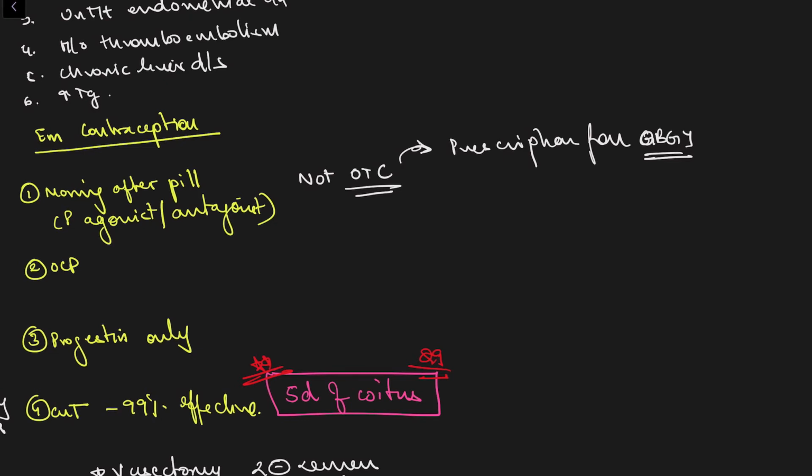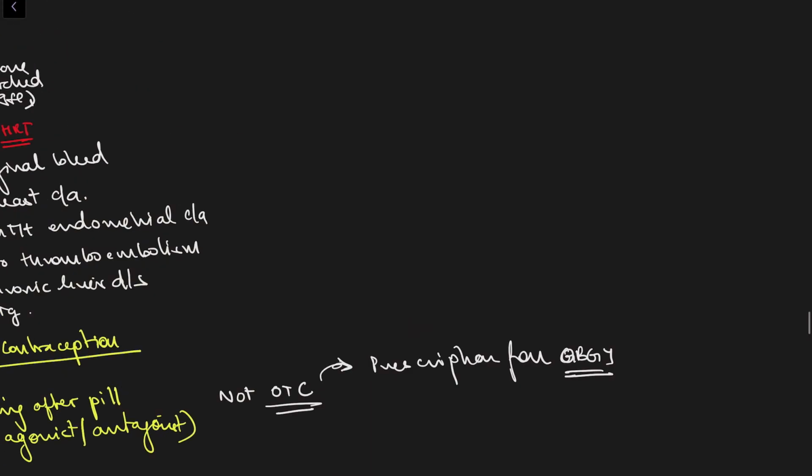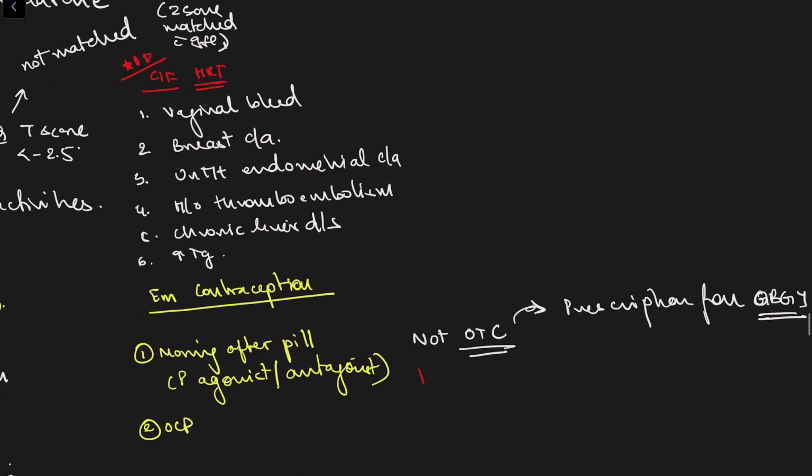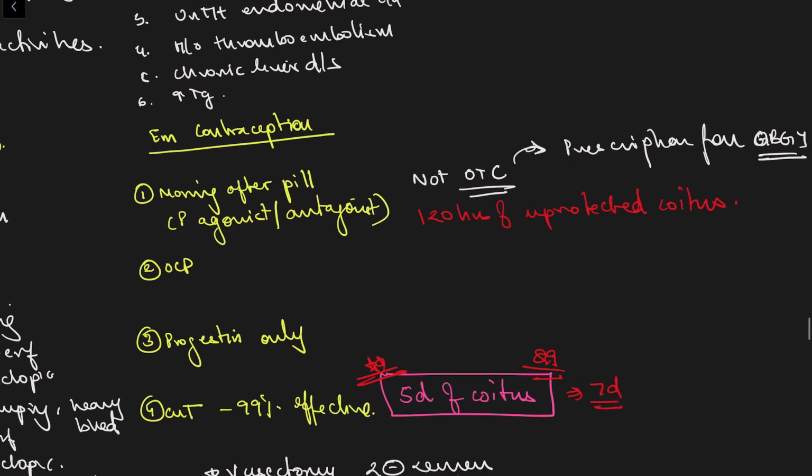Yeah, some books also say that it can be used up to 7 days, right? And this can be used up till 120 hours of unprotected coitus. One more is there, ulipristal. That can also be used as emergency contraceptive pills.